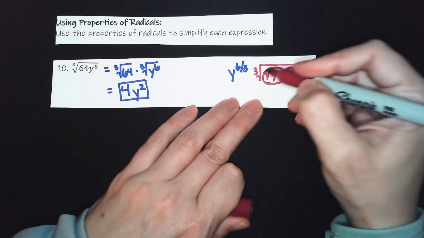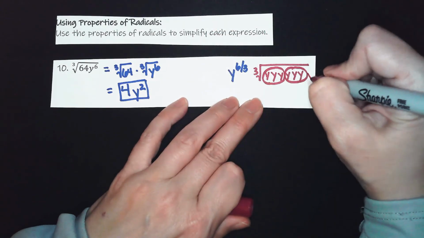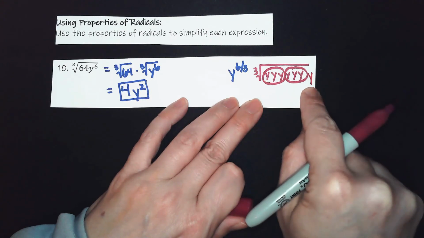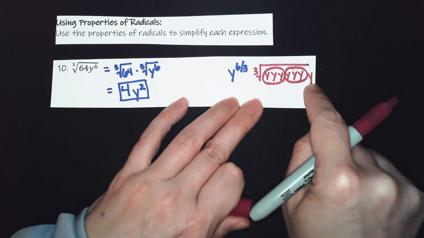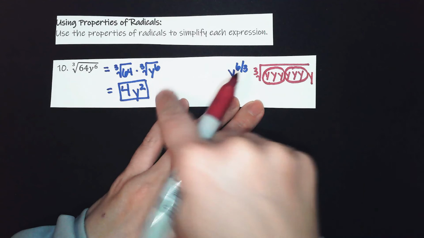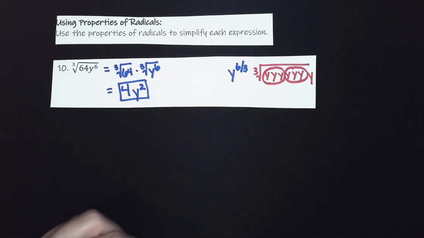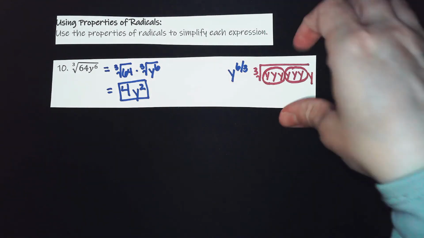And if you had y to the 7th, you'd have another y. And since it didn't group up, it would stay inside the root. So we'd have a third root of y left. All right. Just want to throw that out there so I could explain that a little bit.